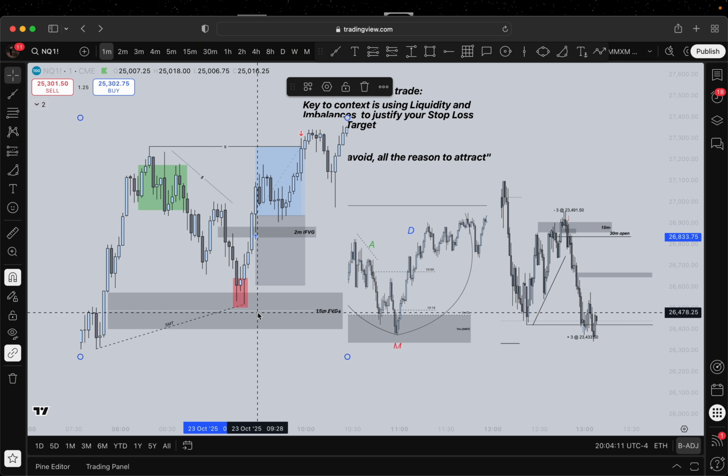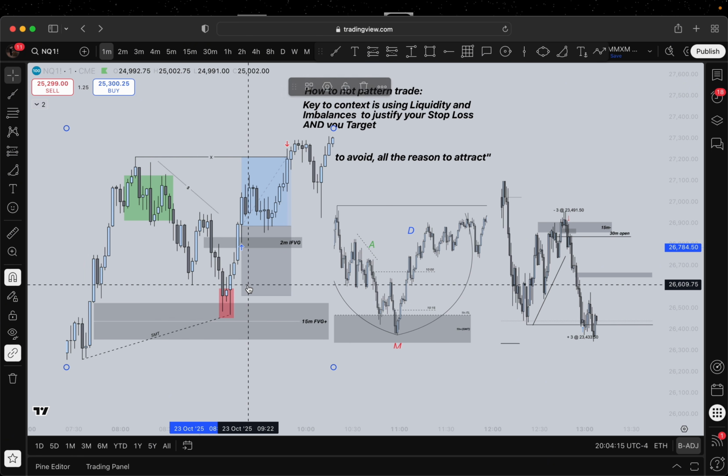Okay, price draws to these things and these things aren't present at my stop loss. Therefore, that is a good stop loss. That's how you have logic. Okay, well, that's half of the equation done.